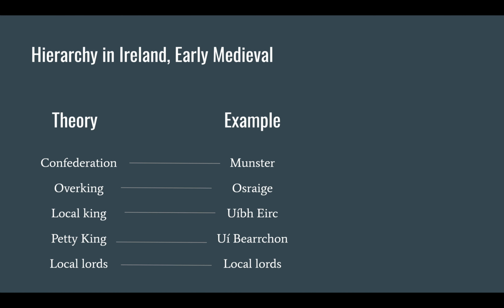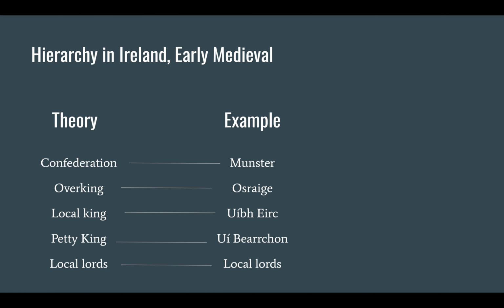And then the Kingdom of Osraige would, under him, have a bunch of powerful kings that are dividing the territory between them, including the Lord of Uí Bairrche, who controls the allegiances of these other smaller, even more local kingdoms. And that's where those 180 local kingdoms come from. And you might have something like the Uí Bairrche as representing that smallest scale of kingship.